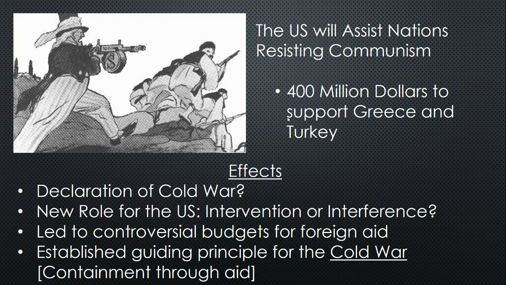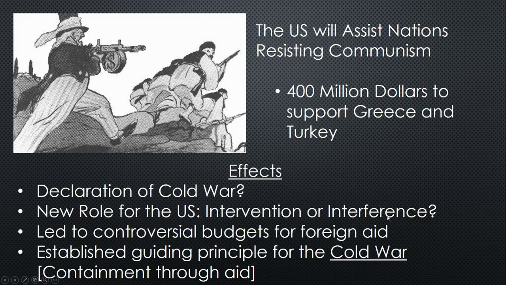So when we think about the effects of the Truman Doctrine, right, is this the declaration of Cold War? There are many historians that will make that argument because now the United States is saying that our goal is to stop your expansion, right? Or to aid nations that are the target of your expansion. This also is going to draw some controversy in the United States because this is definitely a new role that the United States is taking on when compared to its historical interventions in other countries.